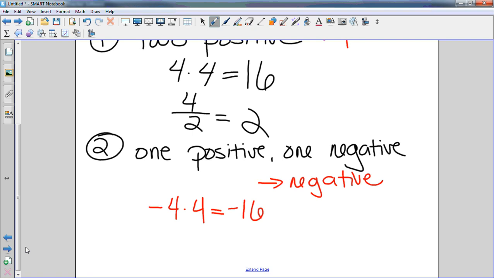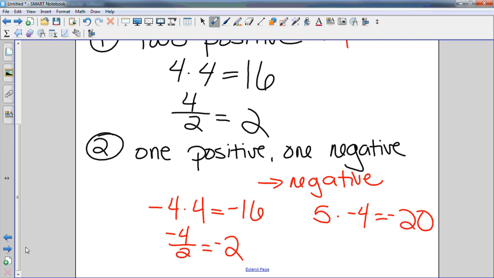What about negative 4 divided by 2? Negative. Now, what if I switch it around? What if I say 5 times negative 4? Is it still negative, even if it's the second number? Yeah, 5 times 4 is 20. Since 1 is negative, I have negative 20.